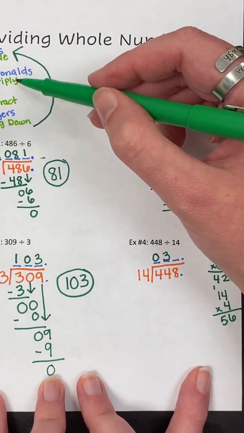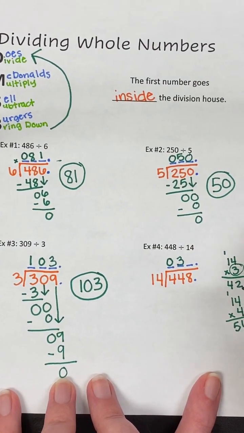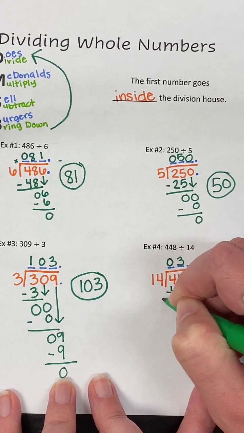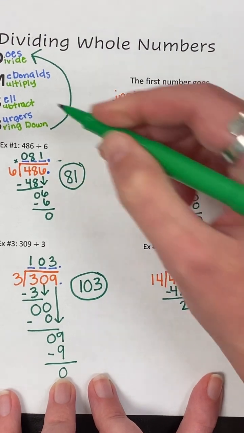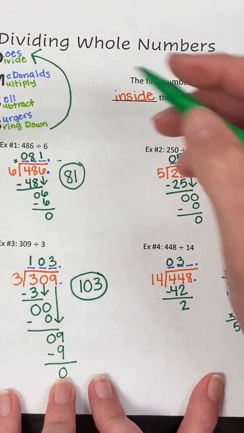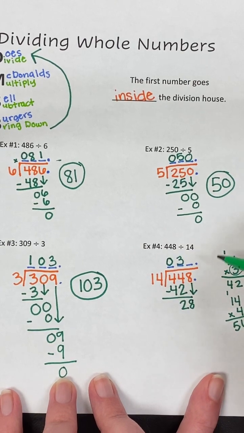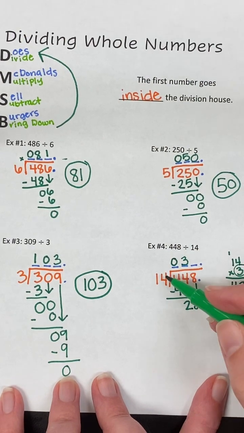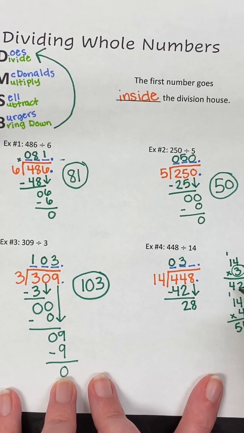Our next step is to multiply. 14 times 3 was 42. Then I subtract. That would be 2. After subtract, I bring down that 8. Okay, so now I need to go back over again and start dividing. So how many times does 14 go into 28? 3 was too big, so I can't use 3 again.